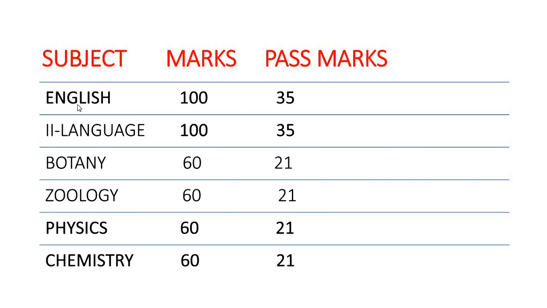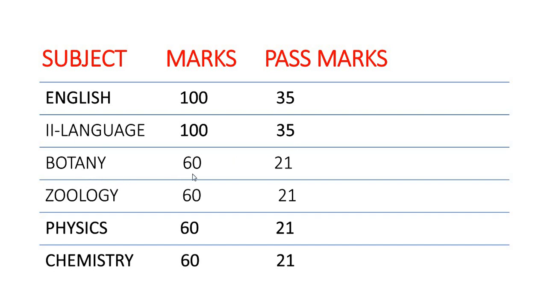So if you see subject wise, English, second language, botany, zoology, physics, chemistry. English is the same for MPC, BIPC and all the students. English subject is for 100 marks, and in order to pass, you need to score 35 marks out of 100. And second language, like Hindi, Telugu, Arabic and Urdu or Sanskrit, is also for 100 marks. In order to pass, you have to score 35 marks.